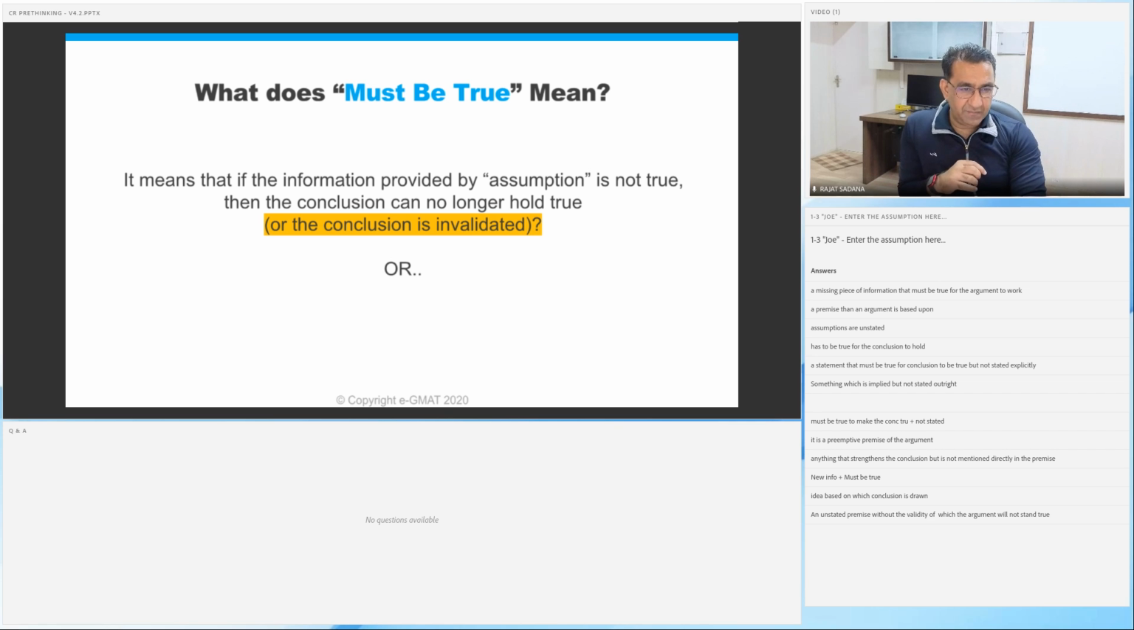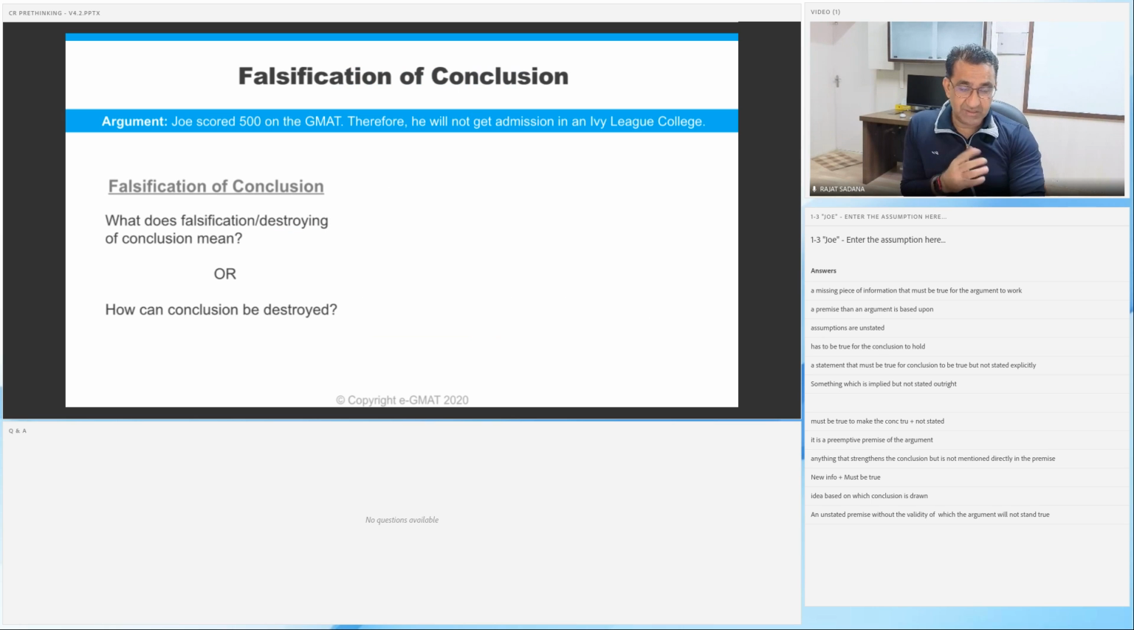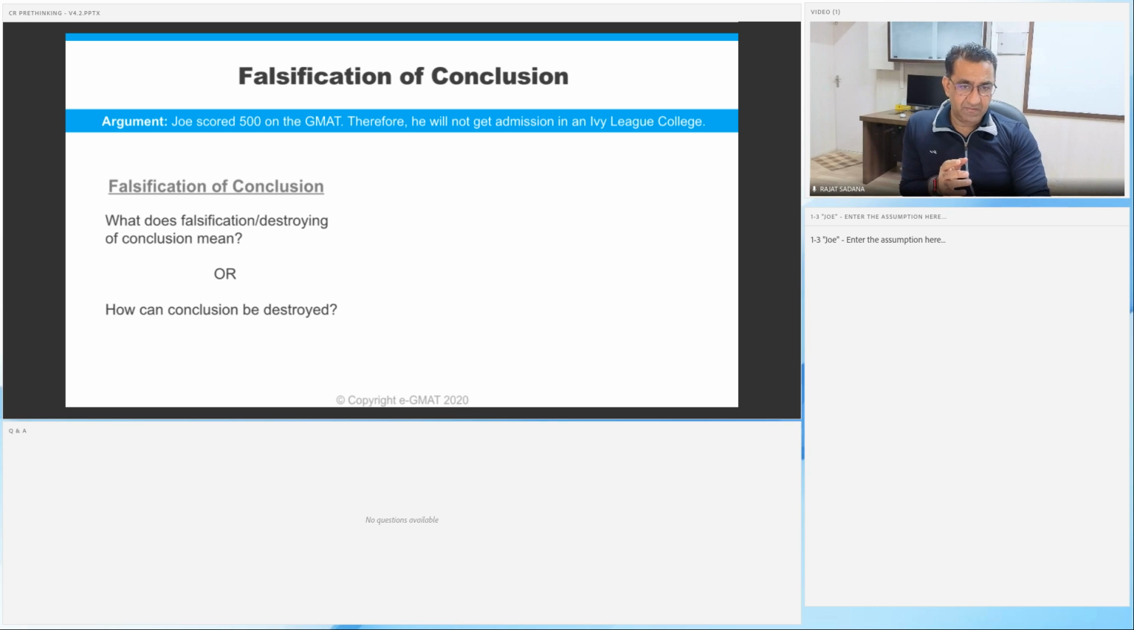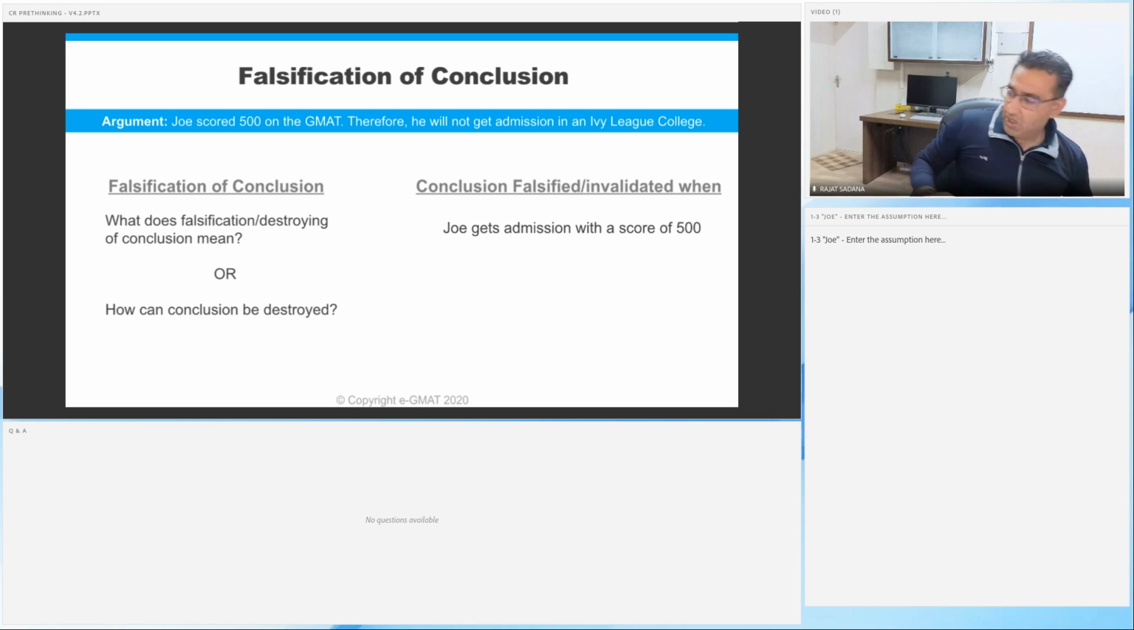It means that if the statement provided is not true, then there's a way to break the conclusion down, which is what comes from the definition of what an assumption is. Now let's figure out what it means to break the conclusion down. How can the conclusion be falsified? Your conclusion can be falsified if Joe gets into an Ivy League school with a score of 500. Is that clear to everyone?